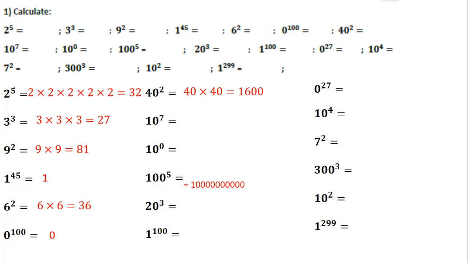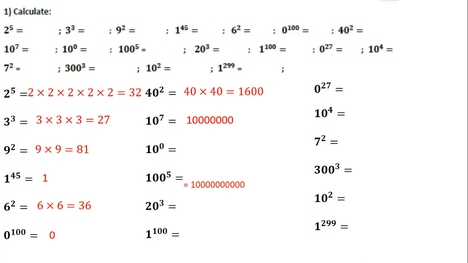To calculate a power of 10, should we write it as a multiplication sentence or do we know the answer directly? We can know the answer directly. How? First, because it's a power of 10, we look at the exponent. The exponent is 7. So we only put 7 zeros and 1. Bravo, we put 1 and 7 zeros. Thank you, Kareem. Now I move again to Julia.